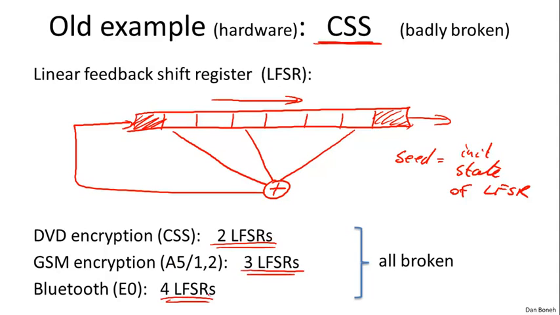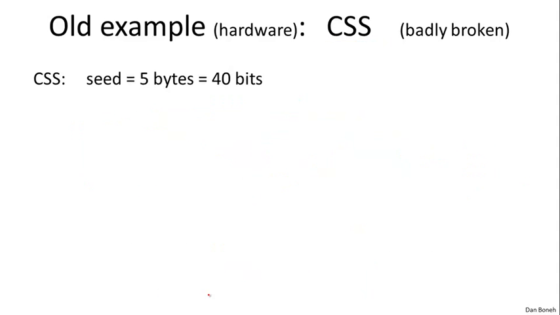Turns out all of these are badly broken and really should not be trusted for encrypting traffic, but they're all implemented in hardware, so it's a little difficult now to change what the hardware does. But the simplest of these, CSS, actually has a cute attack on it, so let me show you how the attack works. So let's describe how CSS actually works.